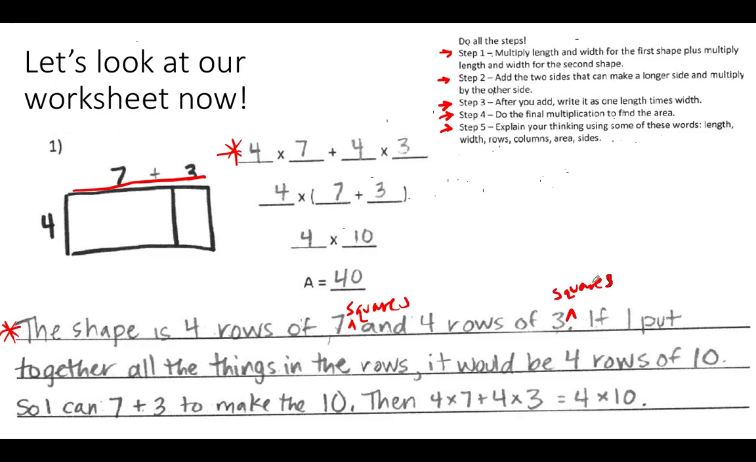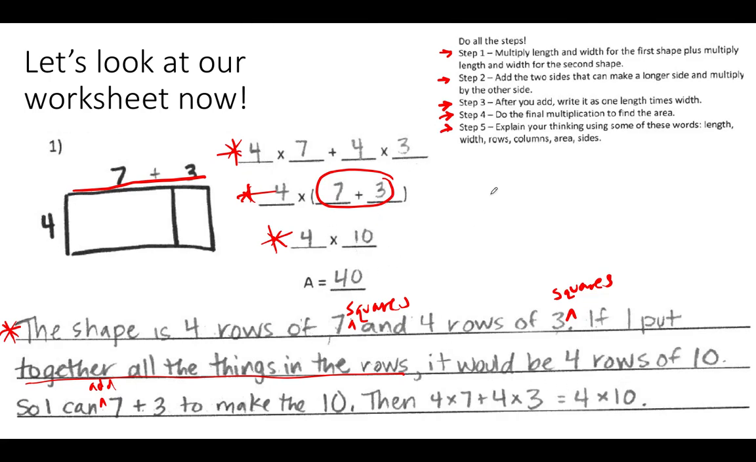Now, I'm kind of describing this sentence, right? If I put together all the things in the rows, that's what I'm doing right here. So that's what I wrote here. It would be 4 rows of 10. That's here. So I can add 7 plus 3 to make 10. Then 4 times 7 plus 4 times 3 equals 4 times 10.